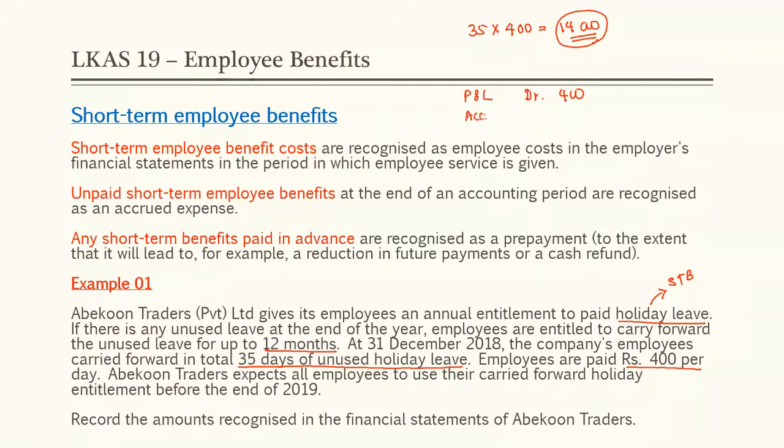And accrued expenses credit 400. So this is the simple entry that we need to pass. Right? It is straightforward. These short-term benefits are straightforward. P&L debit 400, accrued expenses credit 400. Sorry, 14,000.